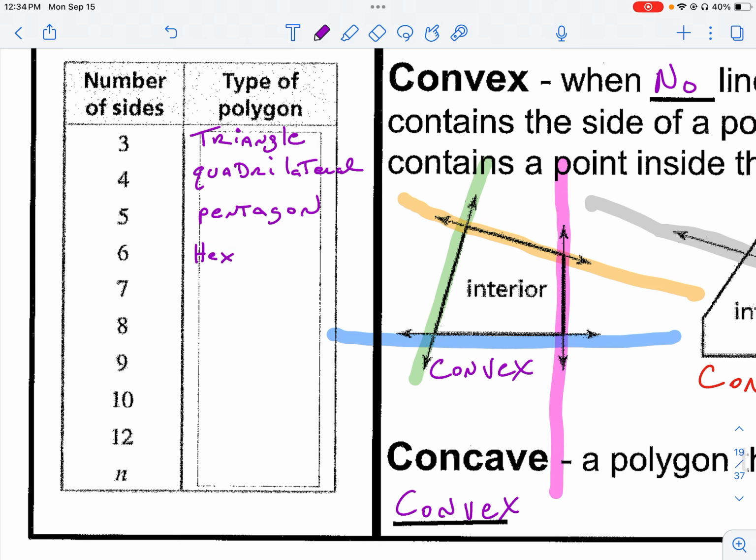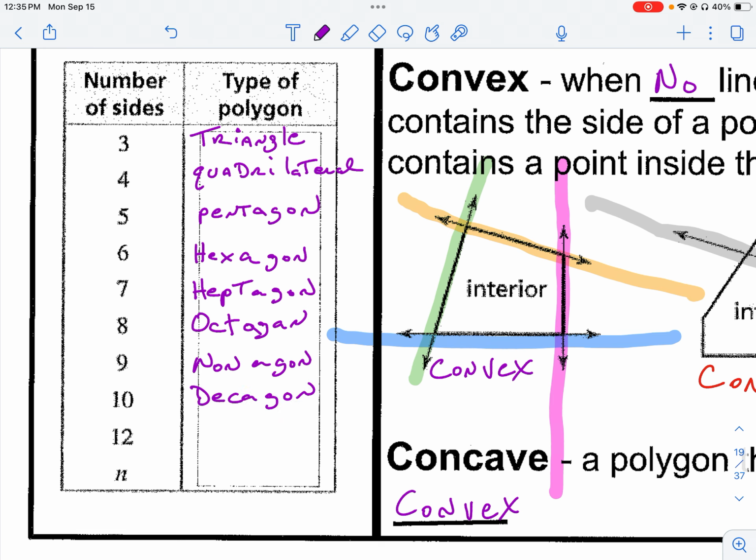Six is a hexagon. Seven is a heptagon. Eight is an octagon. Nine is a nonagon. Ten is a decagon. And twelve is a dodecagon.